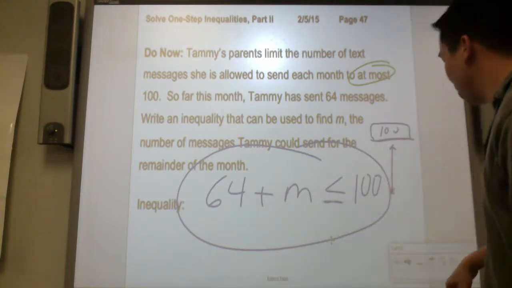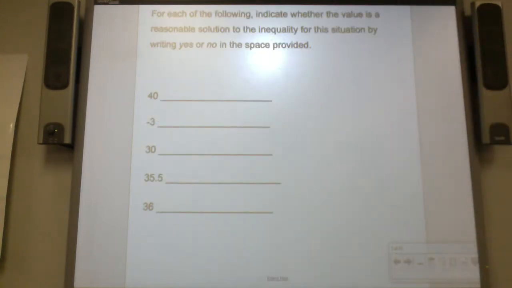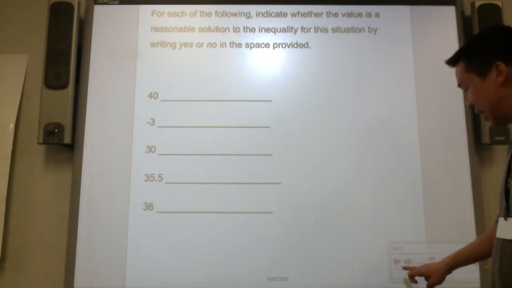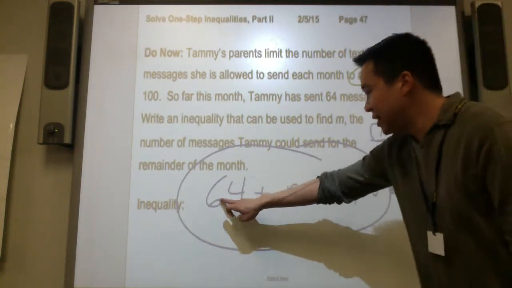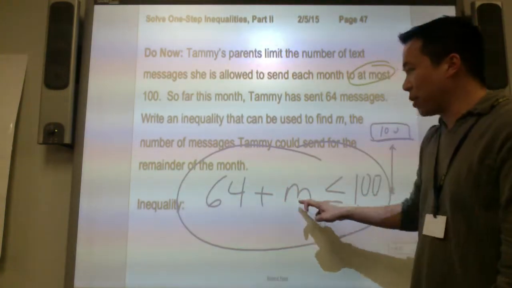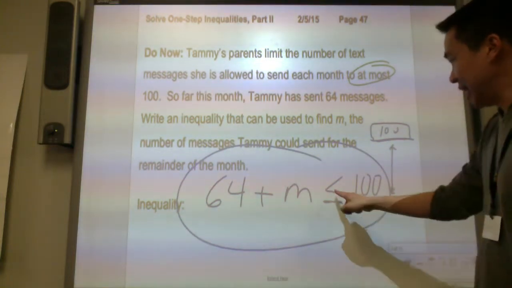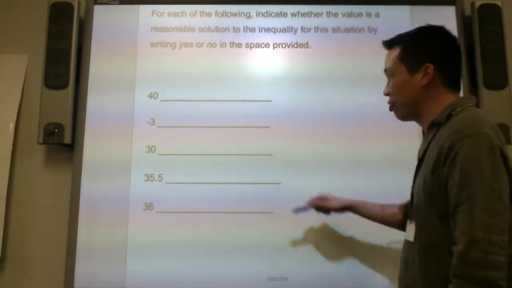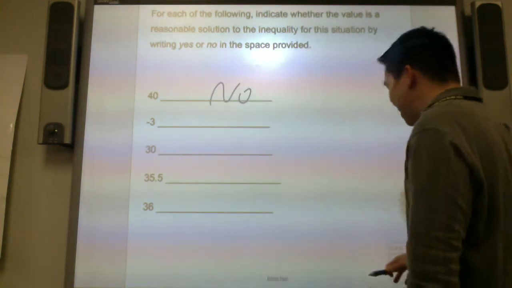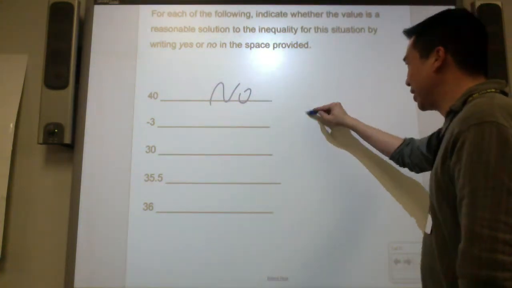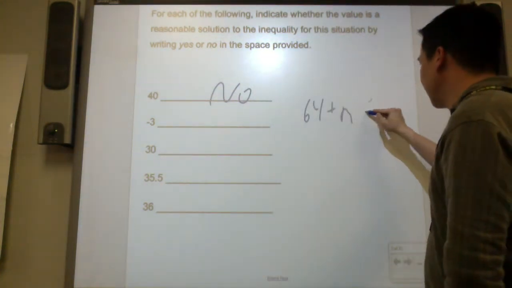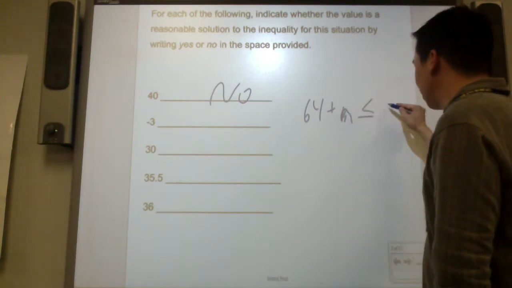This is the most she can do. For each of the following, indicate whether the value is a reasonable solution to the inequality for the situation by writing yes or no. If she sent 40 text messages, we're plugging in: 64 plus 40 is 104. Is that less than or equal to 100? I don't think so. Instead of flipping back and forth, I'm going to rewrite it: 64 plus M is less than or equal to 100.